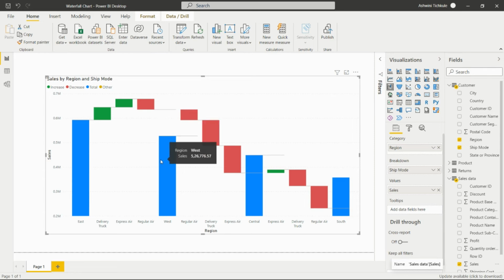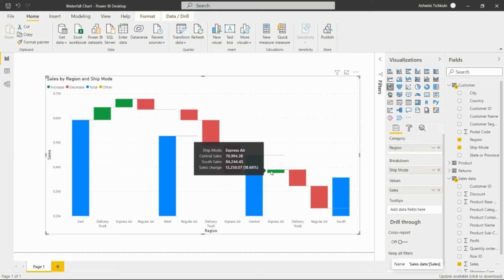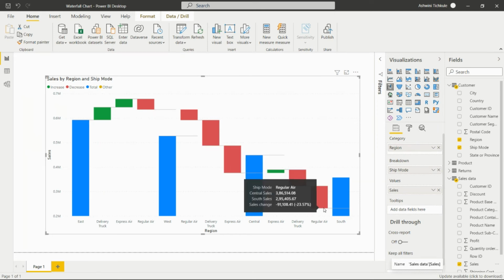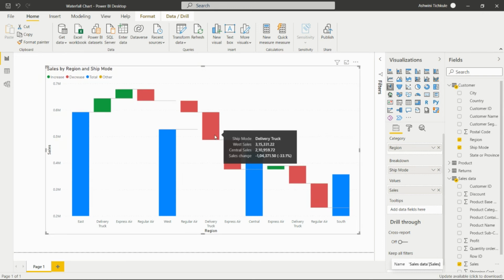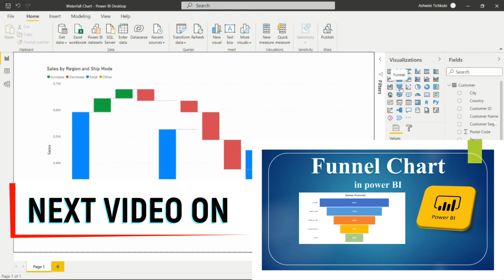In this way we can see that here also it is decreasing in the West region. By using the regular air, delivery truck and express air it is decreasing only, and in the Central region it is increasing in the express air, and other categories are decreasing. So in this way we are able to analyze the data by using the waterfall chart. In this way we create this waterfall chart, and next visual we'll see the funnel chart.